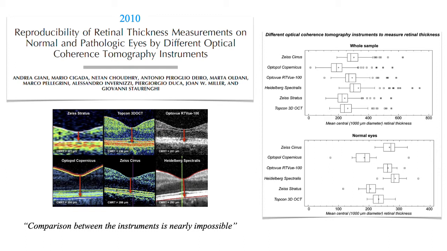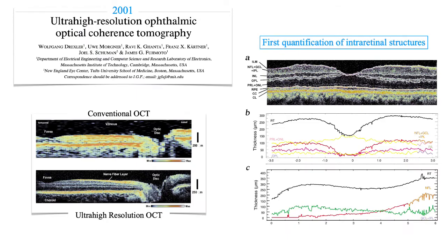From the box plot, we see very well the discrepancy between the measurements in pathological eyes, but what is really interesting is to see the difference in normal eyes. So at the end, we concluded that the comparison between the instruments was nearly impossible. But then we want to talk about the single layer thickness. So how can we quantify a single layer?